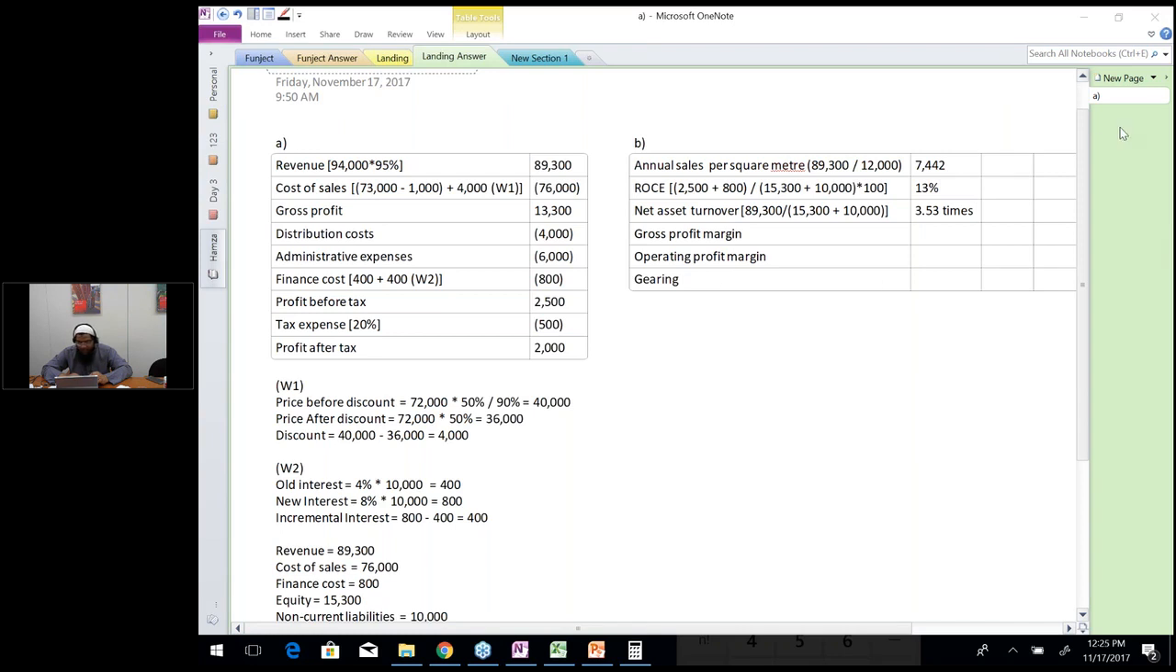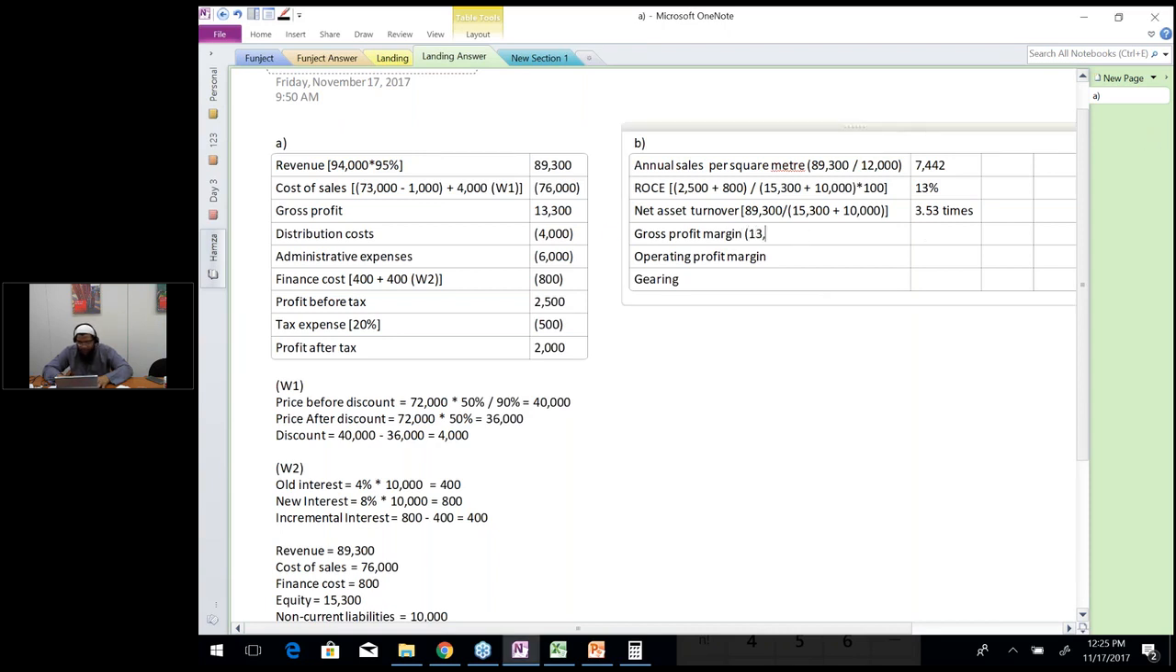Smita, we are calculating the operating profit. So PBIT, we are going to get the PBIT. So PBT is 2500. If we add back the interest, we'll get the PBIT. 2500 plus 800 is going to be the PBIT. So we have to add back the interest to get the profit before interest and tax.